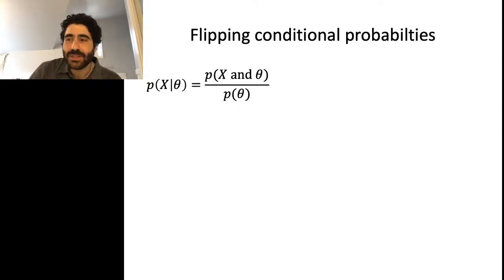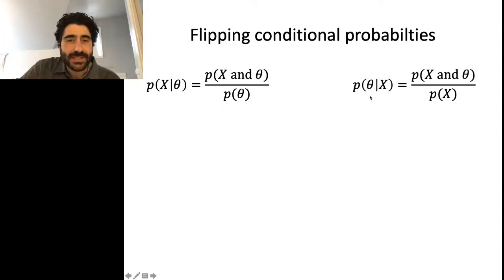All we do with this conditional probability is renormalize the joint probability of both of these things by the probability of the thing we're assuming, right? So this is just writing down our definition of p of x given theta. And so what about p of theta given x?